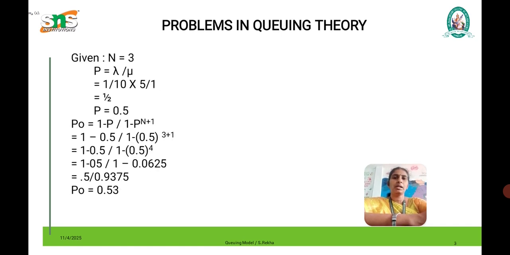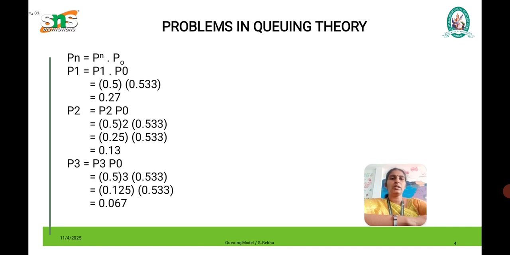P naught equals (1 minus rho) divided by (1 minus rho to the power of n plus 1). We have already found that rho is equal to 0.5. So 0.5 to the power of 3 plus 1, and 3 plus 1 is 4. Using the calculator, 0.5 to the power of 4 is 0.0625, and 1 minus that gives 0.9375. Again, 1 minus 0.5 gives 0.5. If you divide 0.5 by 0.9375, you will get 0.533.